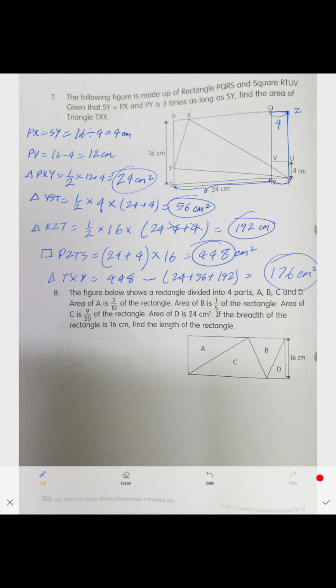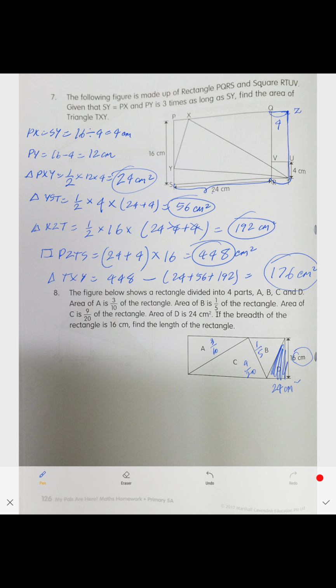Last problem in the section. Interesting. Fractions, right? The figure below shows a rectangle divided into 4 parts. Here is our rectangle, here are our 4 parts, A, B, C, D. Area of A is 3/10 of the rectangle. Area of B is 1/5. Area of C is 9/20. Area of D is 24 square centimeters. If the breadth of the rectangle is 16, find the length.